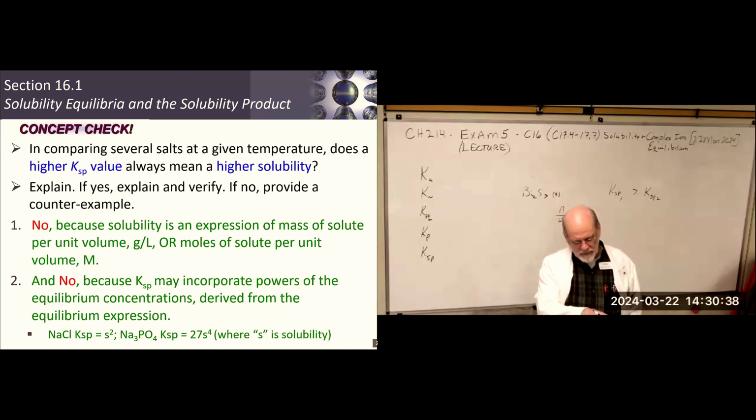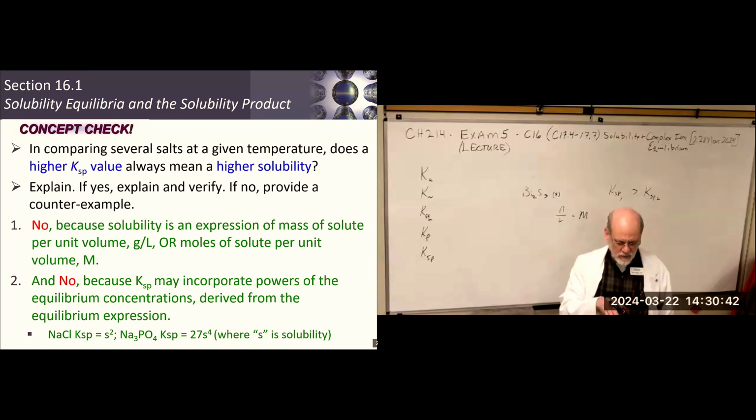So our example here at the bottom is the Ksp for sodium chloride is equal to the solubility squared. Now I need to work these out and show you how you determine that solubility. But the sodium phosphate Ksp is 27 times S to the fourth.